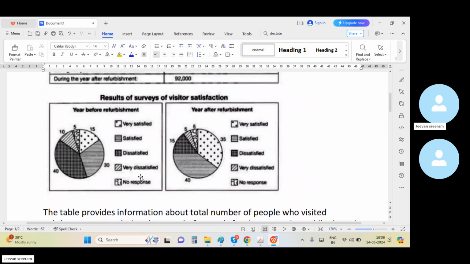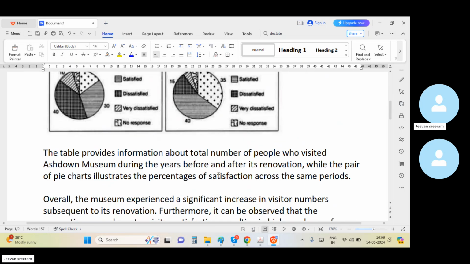I just followed the conventional order. I have spoken about very satisfied first, and then satisfied, dissatisfied, very dissatisfied, no response. If you really want to follow your own order, the sophisticated sentence structure and advanced vocabulary can definitely convince the examiner of the idea of not following the conventional order given in the diagram. Okay, right.